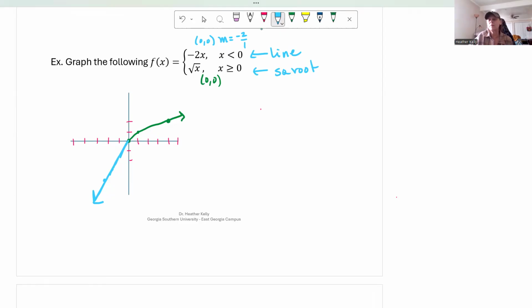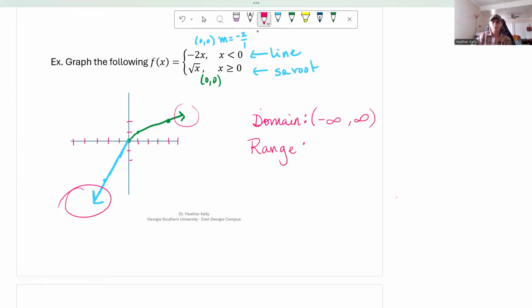Okay. Now, let me ask a couple of questions here, just for fun. What's the domain? Starting from the left, we see arrowhead. Ends with arrowhead. Our domain is negative infinity to positive infinity. How about our range? Starting from the bottom, arrowhead, going to the top, arrowhead, looks like our range is negative infinity to positive infinity as well.